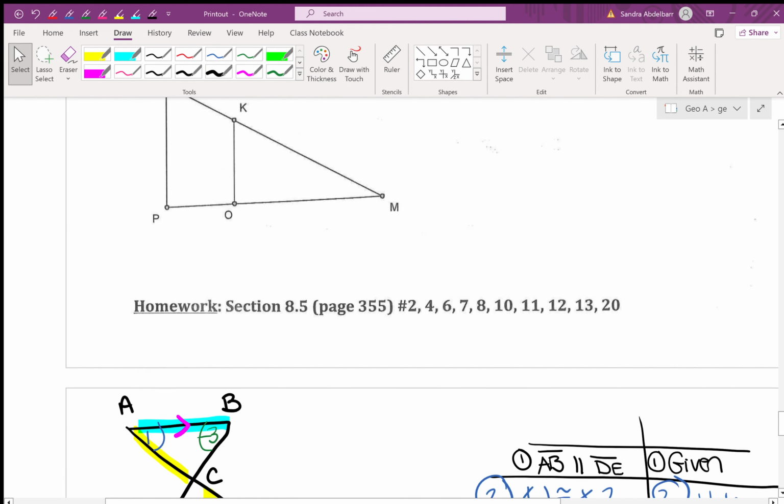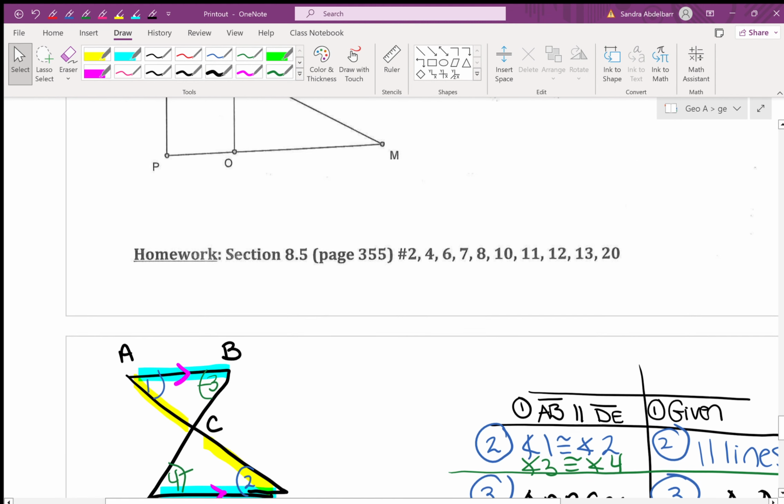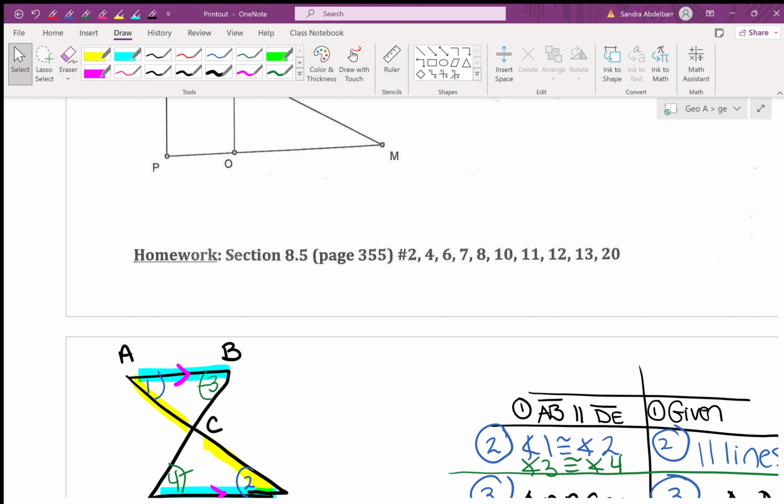Okay, so your homework. Make sure when you do your homework, you look on Google Classroom, not this packet, because I took a few problems off. So just check Google Classroom for the homework problems so you don't have to do them all. Okay, we're done for the day.